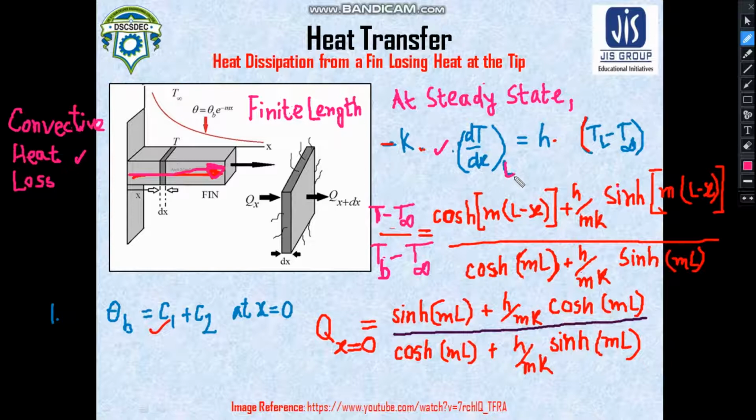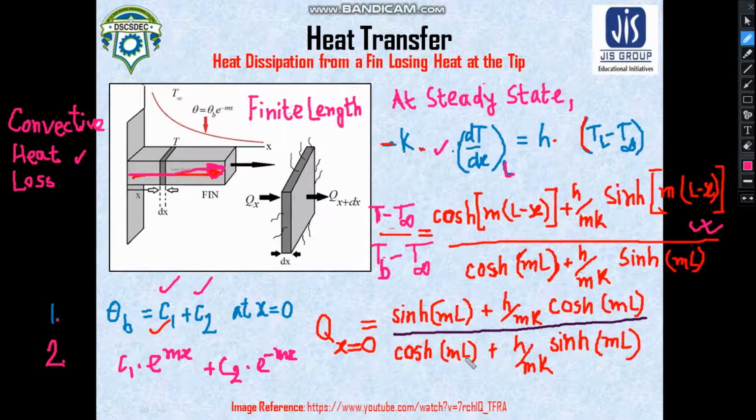Here we can see that from this equation we can set up a relationship between C1 and C2, and from this first equation and the second equation, which should be generated from this equation, we can find the values of C1 and C2. After finding C1 and C2 we can follow the typical relationship C1 into e to the power mx. The values which we obtain for C1 and C2 need to be put here, so that we can reach this temperature distribution equation.